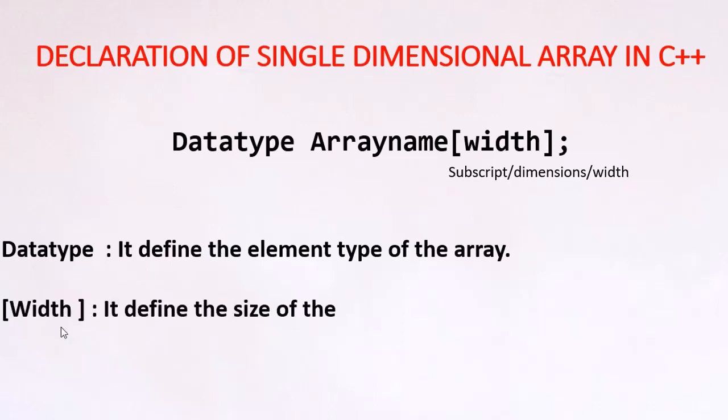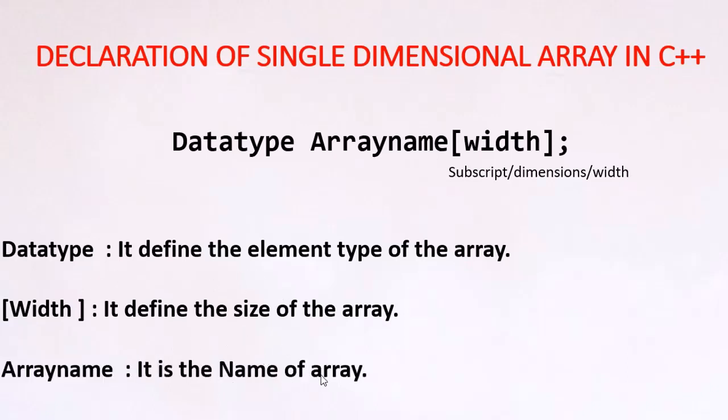When we talk about data type, it is a type of data, as we have already learned when we learned about variables. Width is the size of an array and array name is the name of the array as we take the name of a variable, right? In this case, we have to use a single pair of brackets for a single dimensional array where width will indicate how many values we want to store inside the single dimensional array.